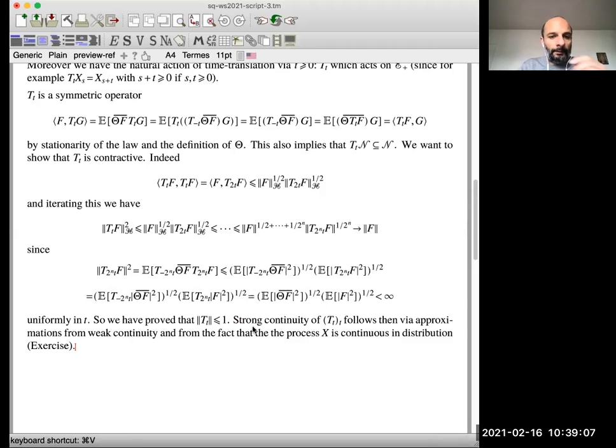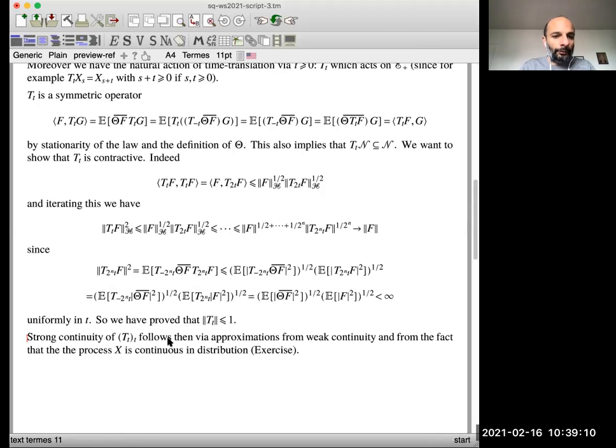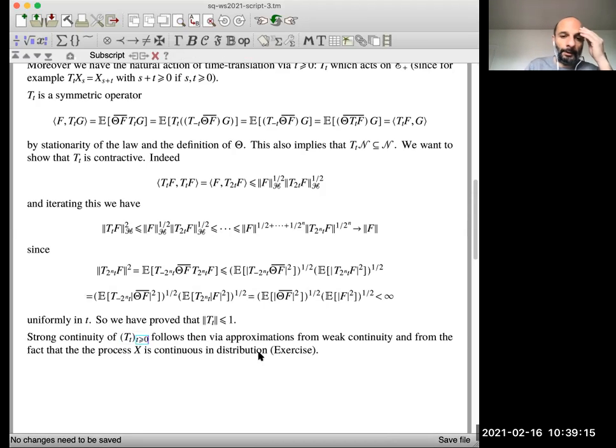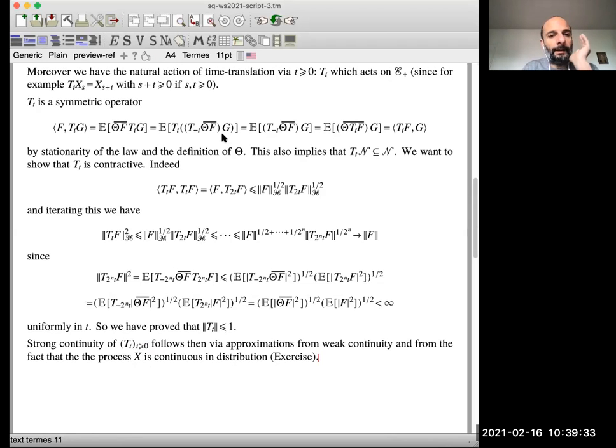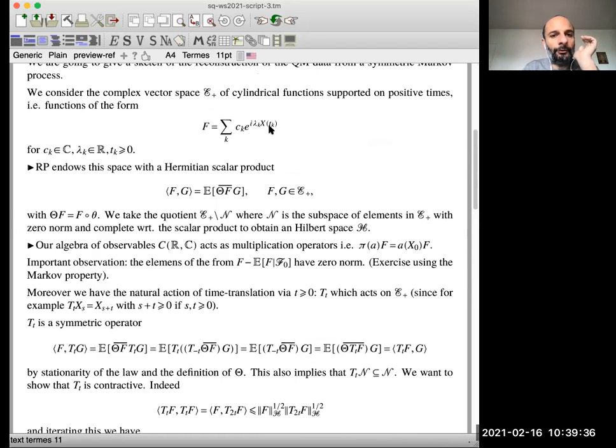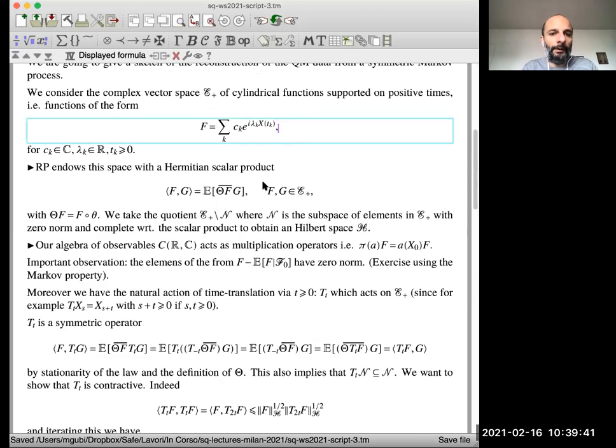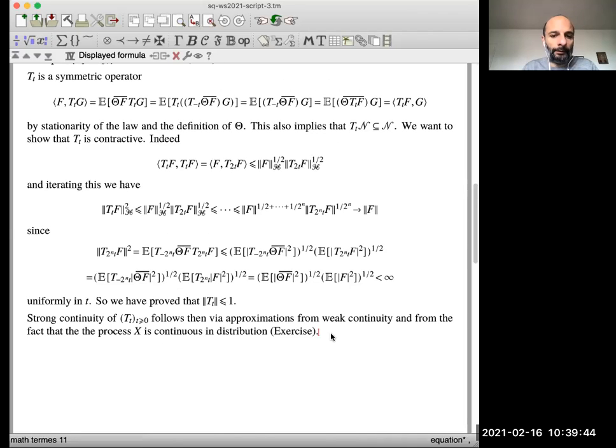And then, okay, the last step is that the strong continuity of this semigroup follows from the approximation, from the weak continuity, from the fact that we use a continuous process. It would be enough that it's continuous in distribution. So the operator is bounded, so essentially you can reduce your considerations to cylinder functions, and then for a cylinder function you can just use that the n-dimensional distributions are continuous in the time parameters. That's not difficult at that point.